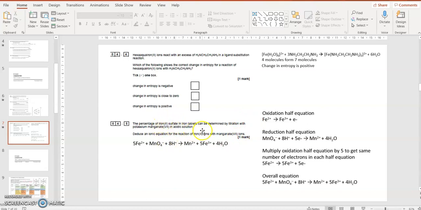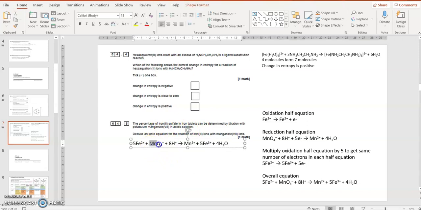Iron 2 sulfate tablets are determined by titration with potassium manganate 7. You've got to learn what potassium manganate 7 is. Manganate 7 is MnO4, and potassium manganate is K plus MnO4 minus. So when potassium manganate 7 dissolves in water, it makes MnO4 minuses, manganate 7 ions. It's in acidic solution because it reacts with things like Fe2+ and oxidizes them into Fe3+. When it oxidizes, the Mn is in oxidation state +7: plus 7 minus 2 minus 2 minus 2 minus 2, or minus 8 from the 4 oxygens at minus 2 each, is minus 1 left over. It goes down to oxidation state plus 2.